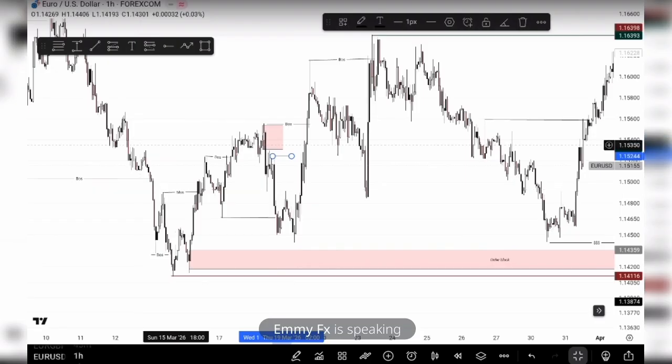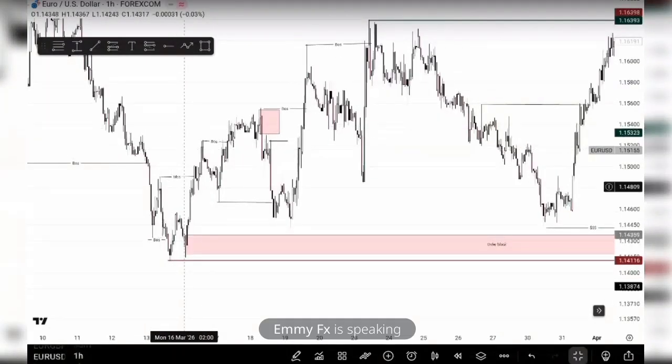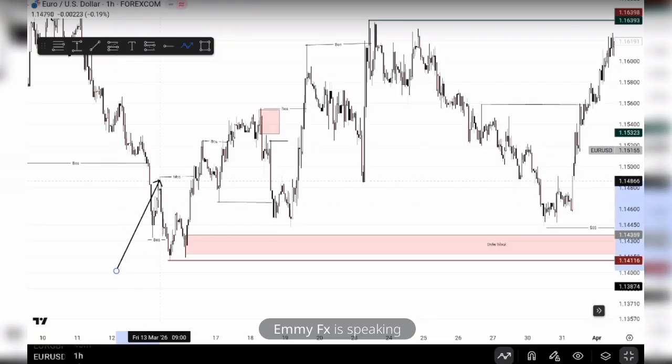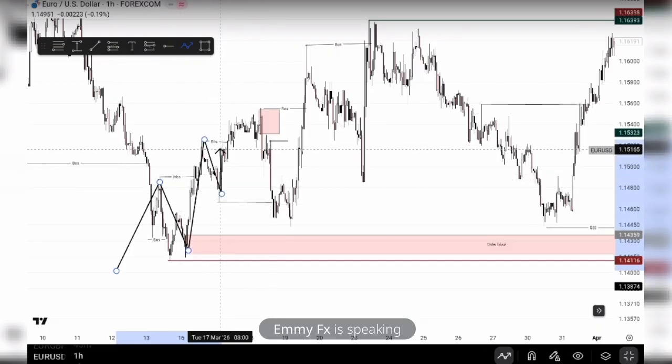Well, what do you see? I need you to understand that before this move, we have a market structure shift from here. I know price reacted from the supply zone here, which broke structure to the downside. We also have a breakout structure to the upside here, right? So now, this is a break of structure.